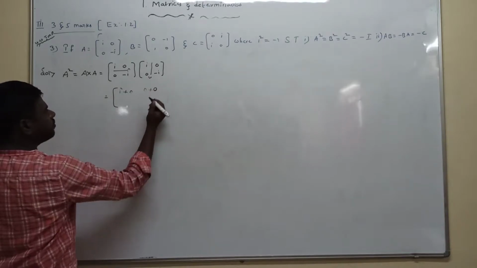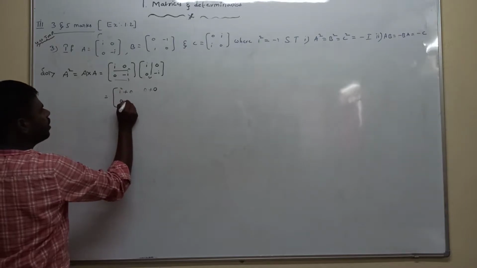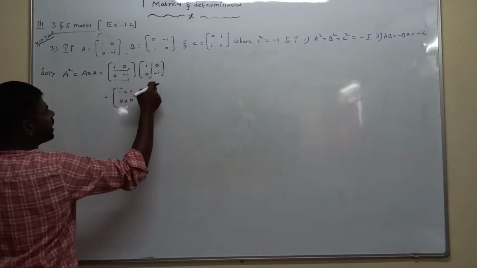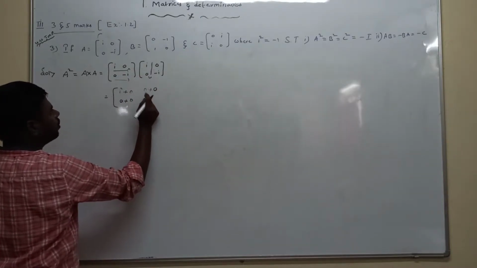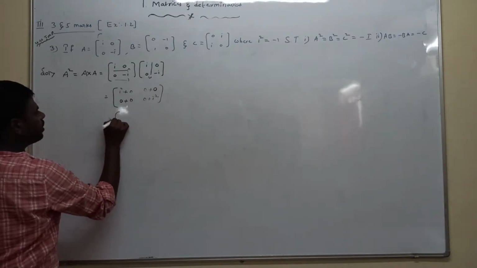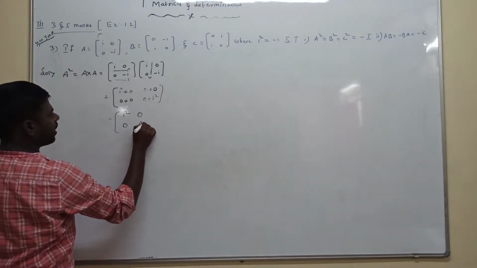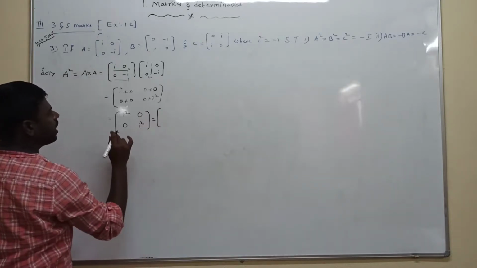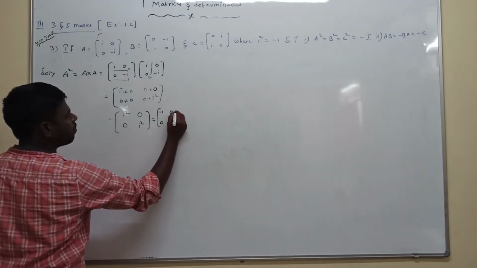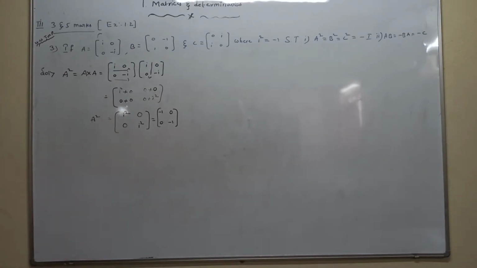Next, second row and first column: 0 into I is 0 plus minus I into 0, 0. Next product, second row, second column: 0 into 0, 0 minus I into I plus I square. Now we got I square, 0, 0, I square. According to the given question, I square is nothing but -1. We got A square is equal to -1, 0, 0, -1.